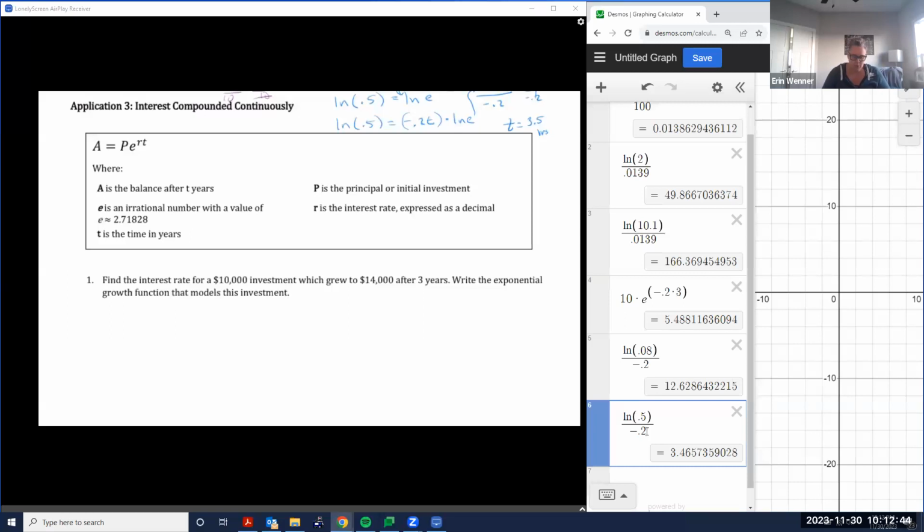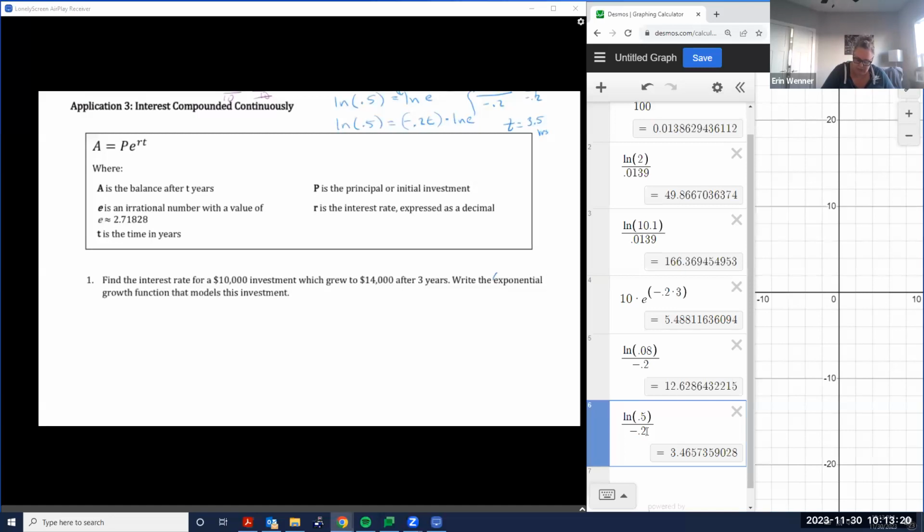So number one says find the interest rate for a $10,000 investment, which grew to $14,000 after 3 years. Write the exponential growth model for this investment. So what they don't tell us is that they want us to write the continuous exponential growth. In your homework, it'll say continuous or not. So I just want to draw attention to that. I know I didn't say continuous here, and I apologize, but that is an important piece that you need to make sure that you have.